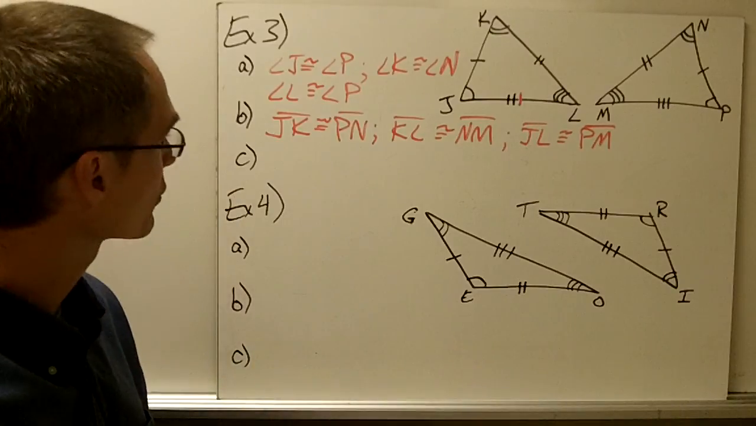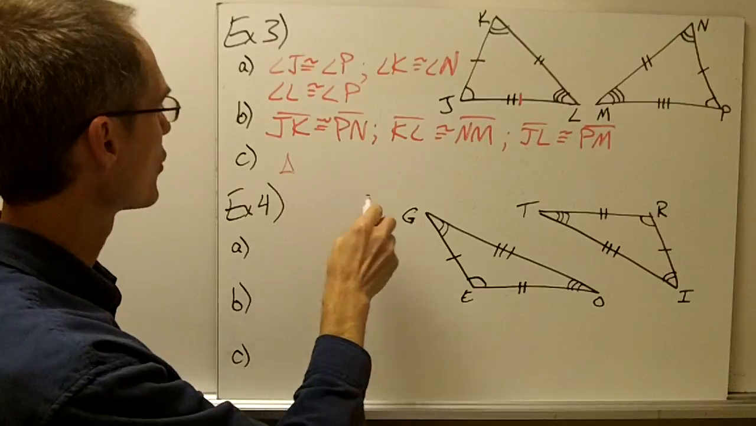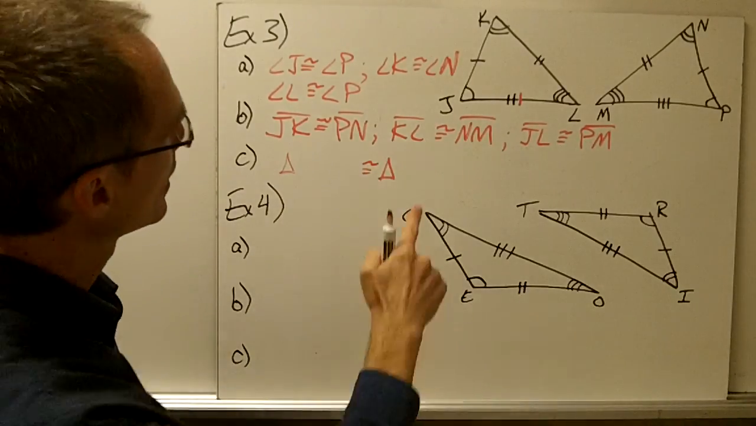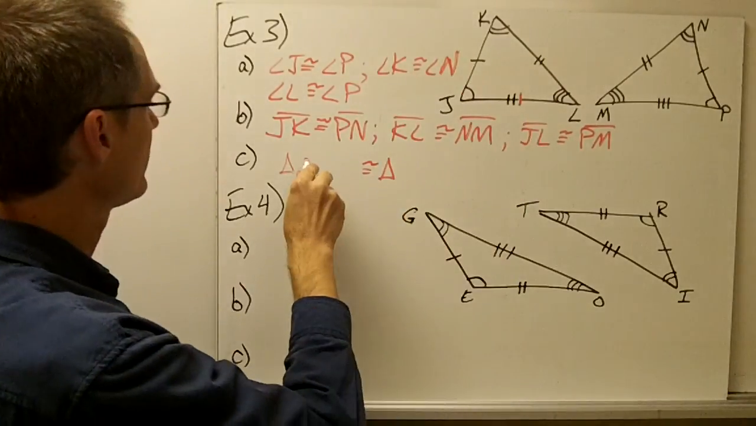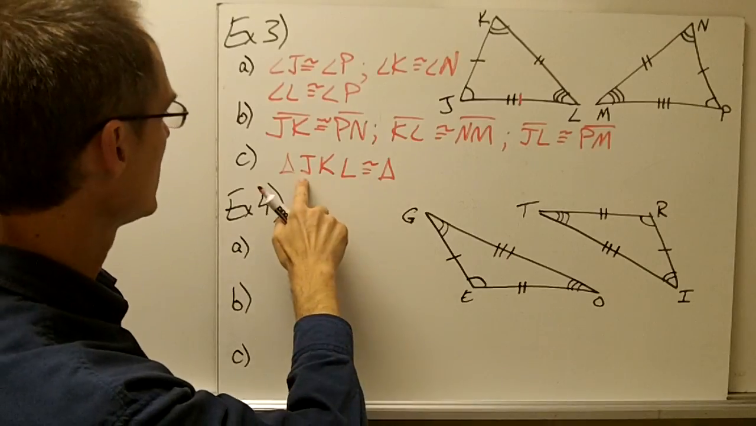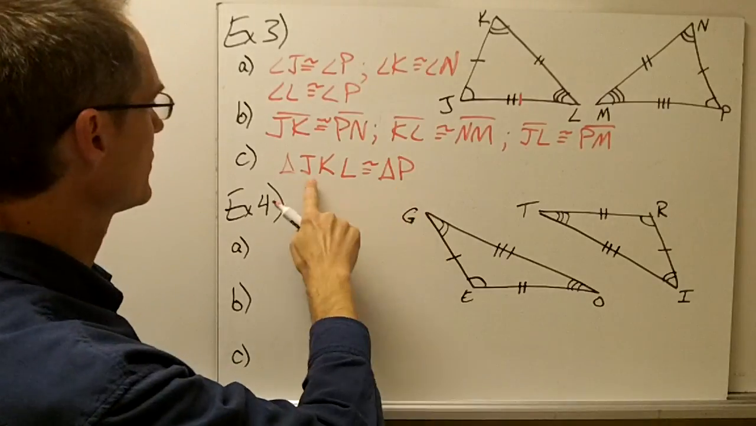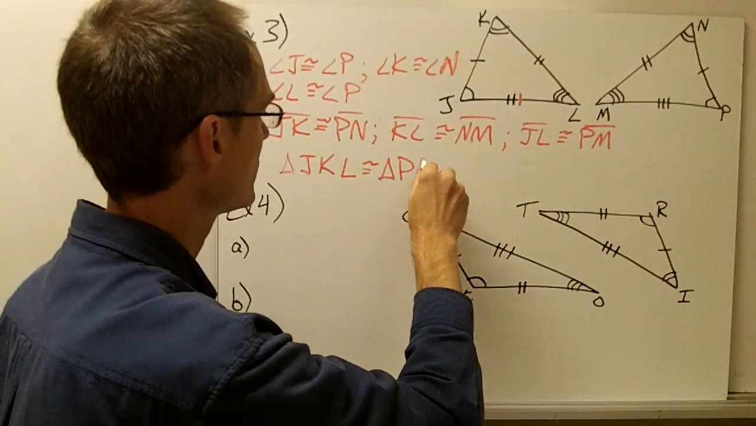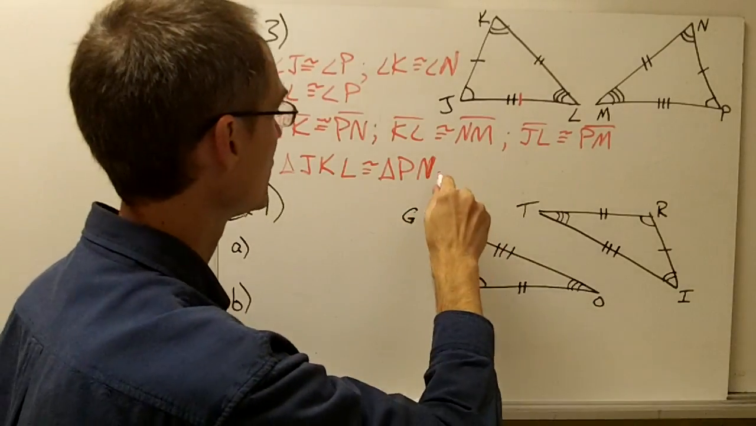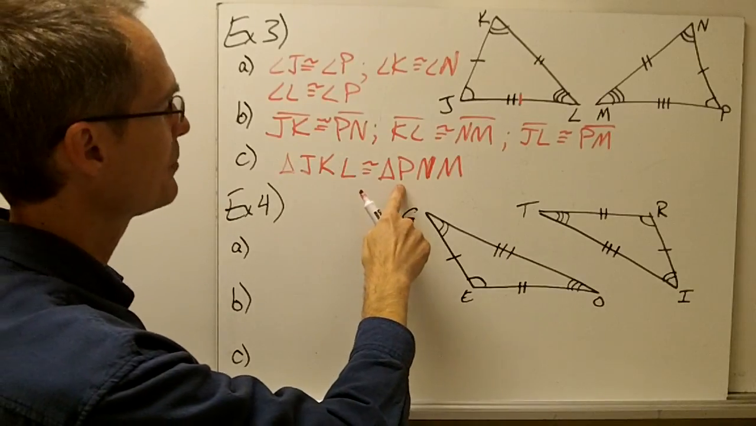All right, now I want to write my congruency statement. So again, I want to make sure that I have my corresponding parts all matching up here. How about if I go JKL for this triangle? If that's the order I'm going in, angle J and angle P go together, so P needs to be first. K and N go together, so N needs to be second. And L and M go together. So triangle JKL is congruent to triangle PNM.